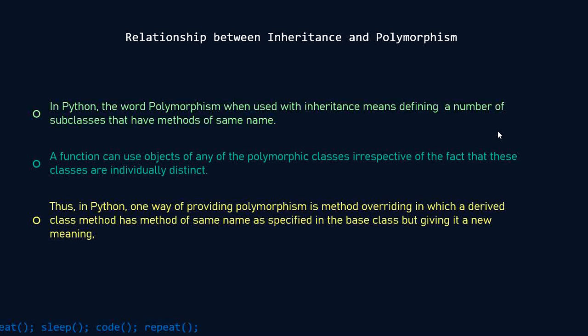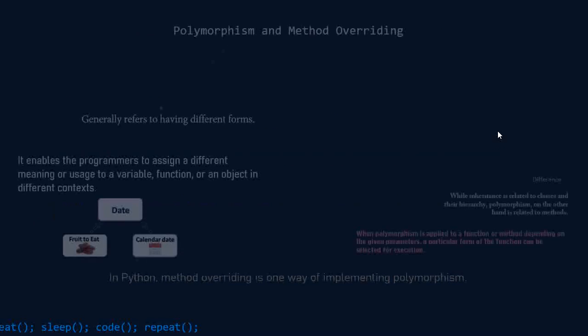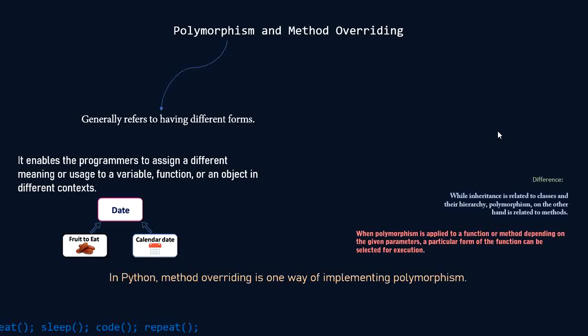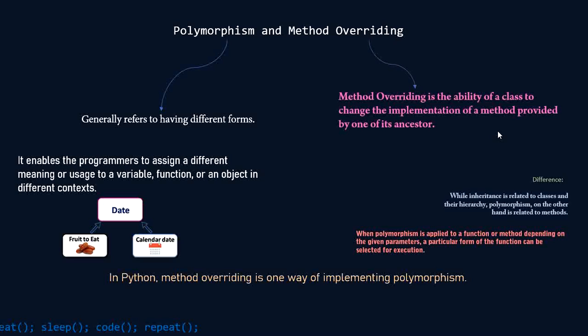The most important thing when inheritance, polymorphism and overriding come into play is the scope. You must understand the scope of that particular class. What exactly is the scope of that particular function, or the method, right? When we talk about method overriding, it is the ability of a class to change the implementation of a method provided by one of its ancestors, right?